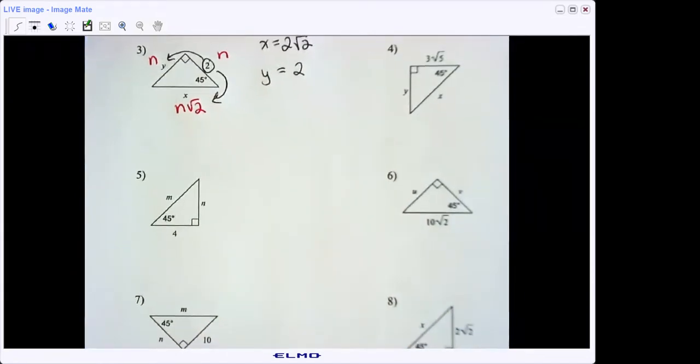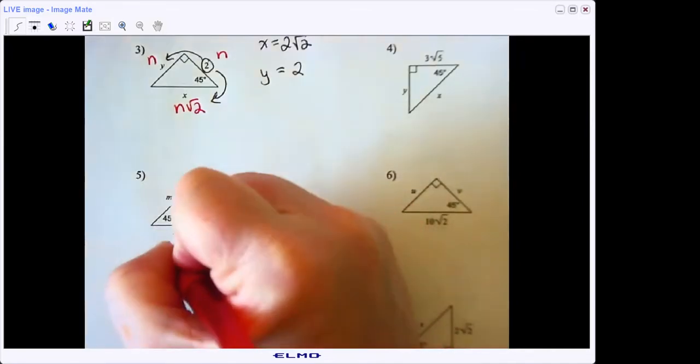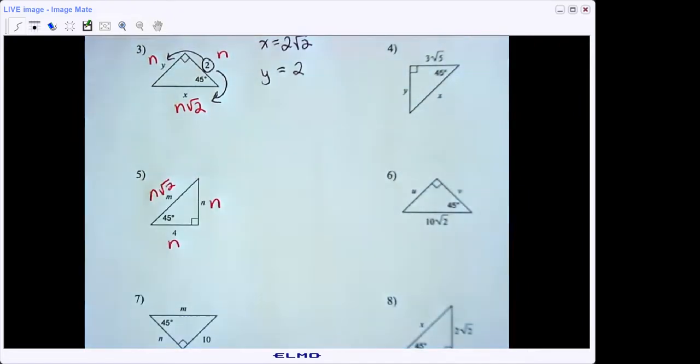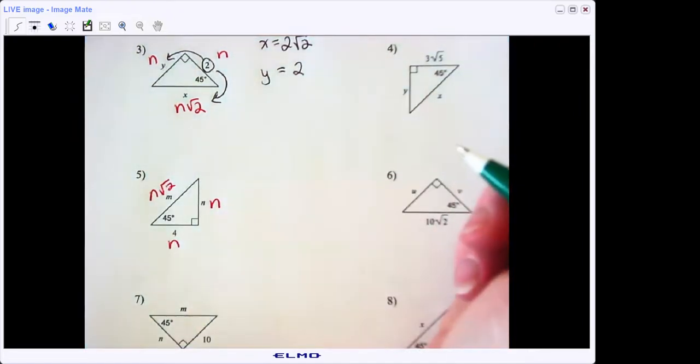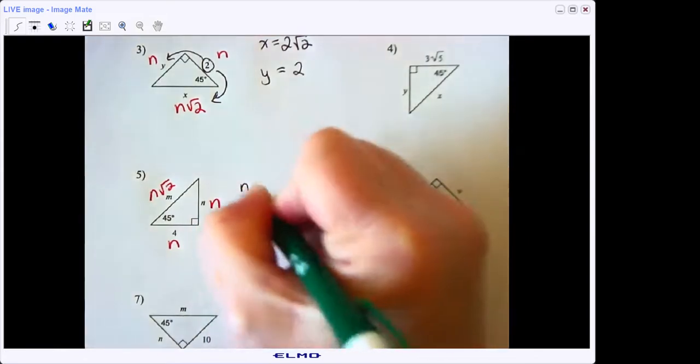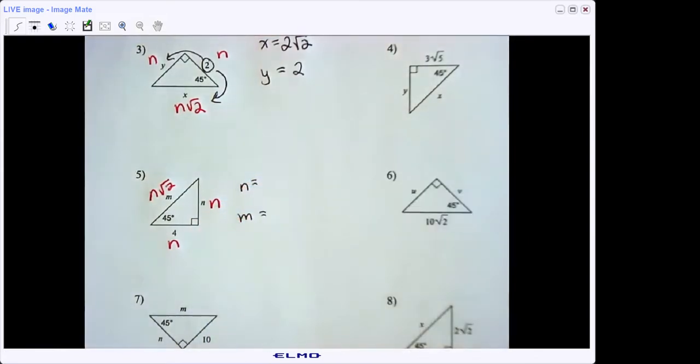Okay. So number 5, label n root 2. Go ahead and write down what I had you put in the chat box, but we're not going to do that right now. So n and m. You write it down. Write down what you think it is or know it is.